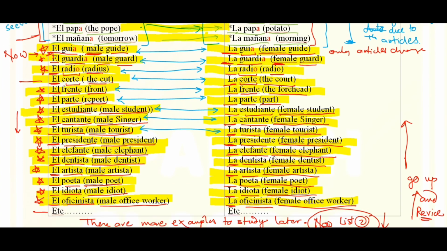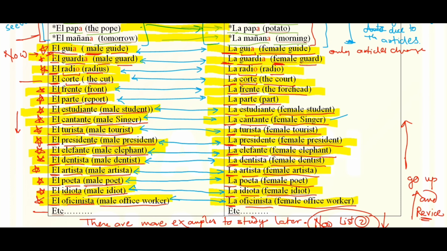Next, el presidente, la presidente, el elefante, la elefante, el dentista, la dentista, el artista, la artista, el poeta, la poeta, el idiota, la idiota, el oficinista, la oficinista. List 1 over. This is the list 1.